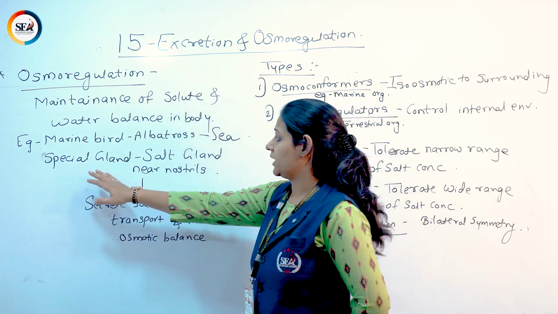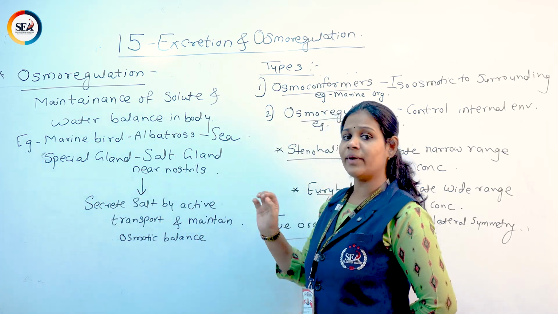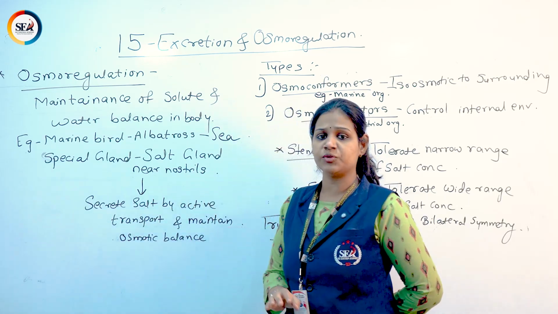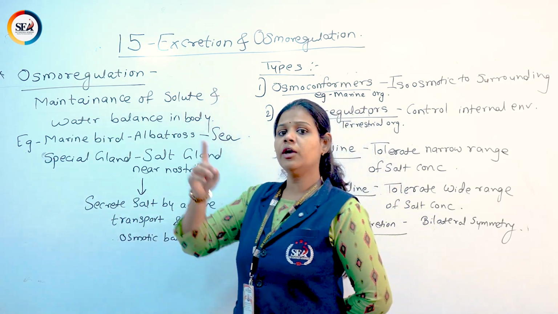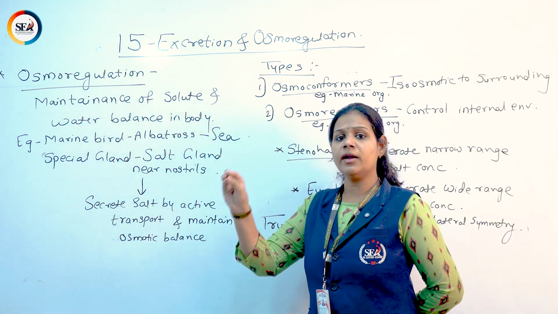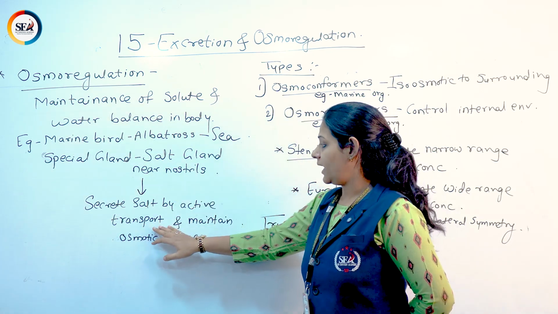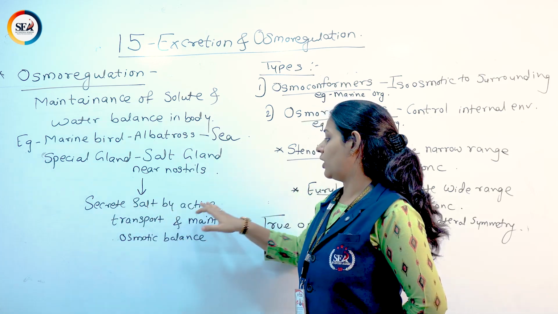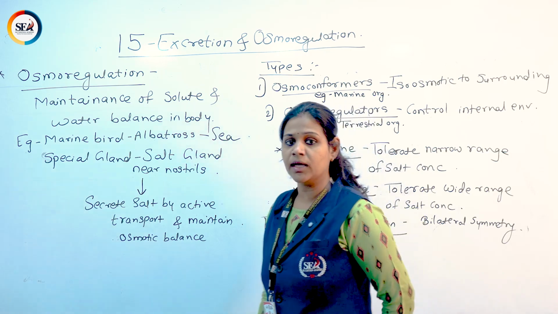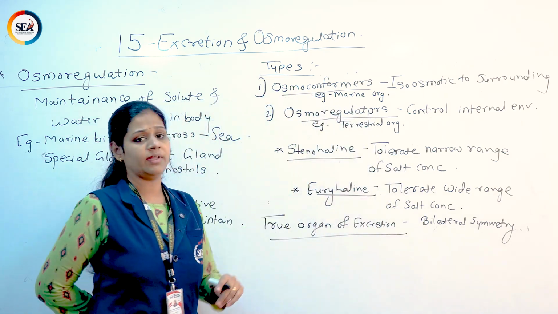They have a special gland called the salt gland, which is present near their nostrils. These glands secrete salt by active transport, that is, from lower concentration to higher concentration with the investment of energy or ATP. They excrete the salt by active transport, and this way they maintain the osmotic balance of their body.